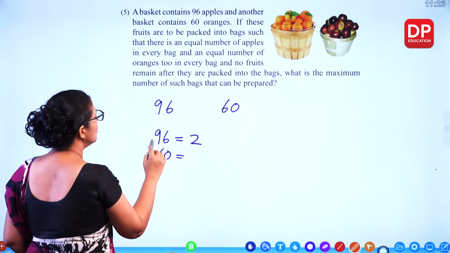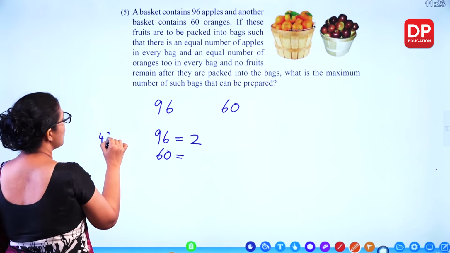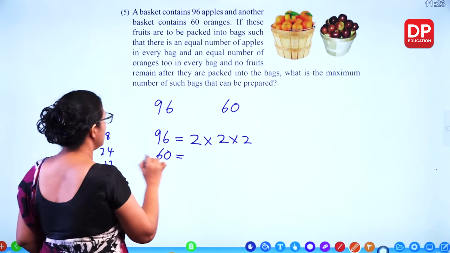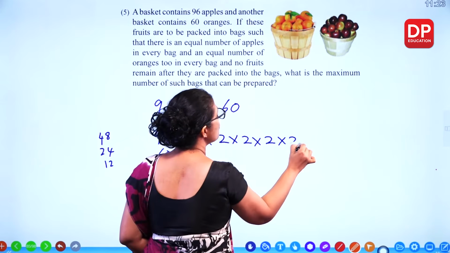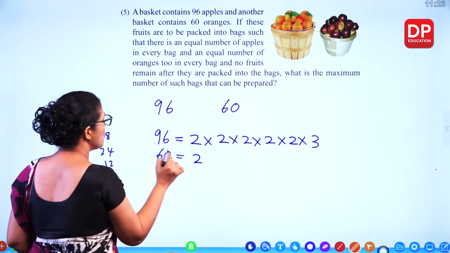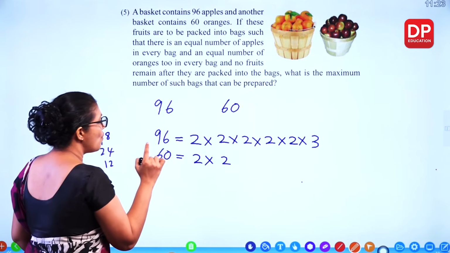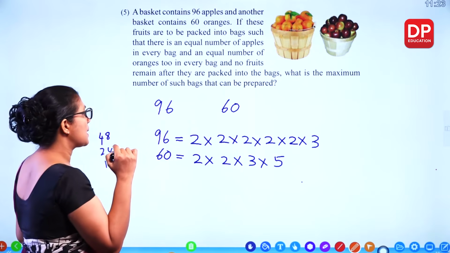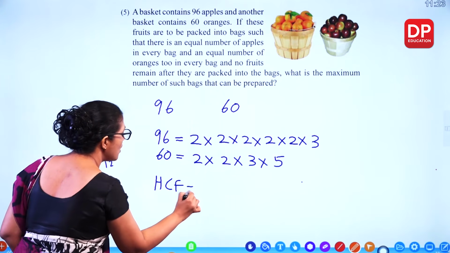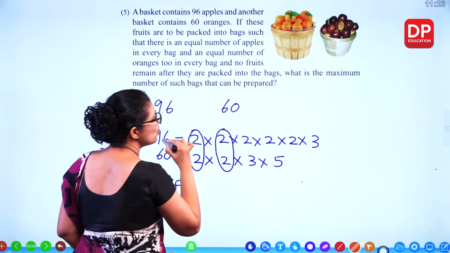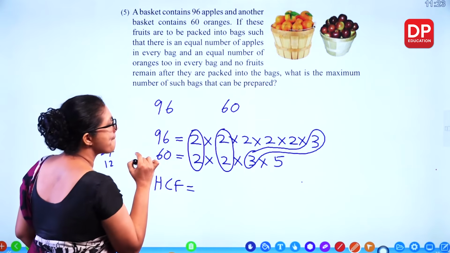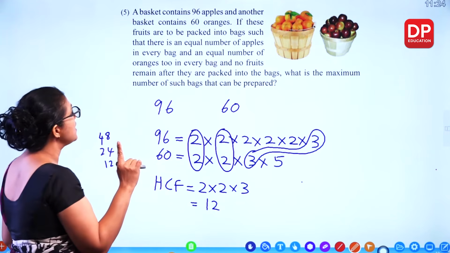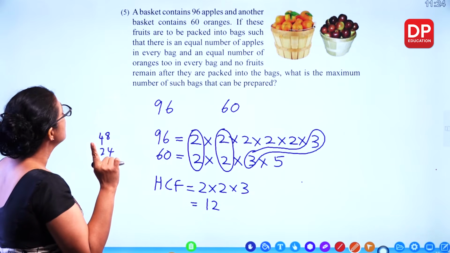So 96 divided by 2, you get 48. Divide by 2 again, 24. Divide by 2 again, 12. Divide by 2, you get 6. That means 2 times 3. 60 divided by 2, 30. 30 divided by 2, 15. 15 divided by 3, you get 5. So what's the highest common factor of these two numbers? 2, 2, 3. 4 times 3, 12. So that means we can make 12 bags.